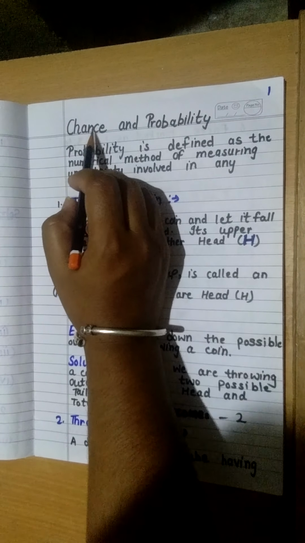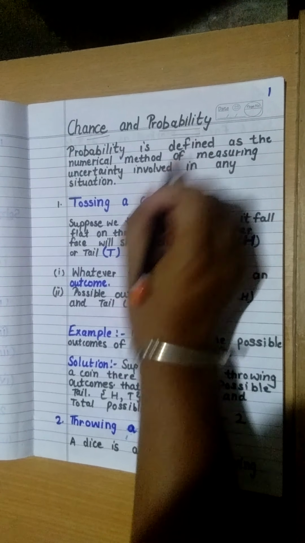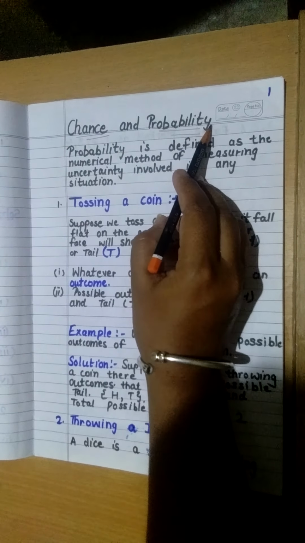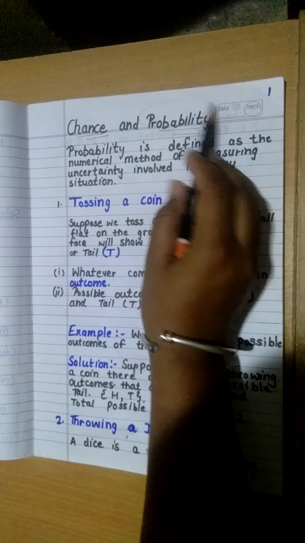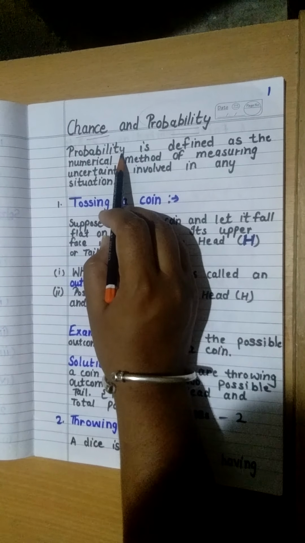Hello students, today we will learn the topic chance and probability. This is the topic of your chapter number 5, data handling. Firstly we will learn what probability is. So let's discuss probability.